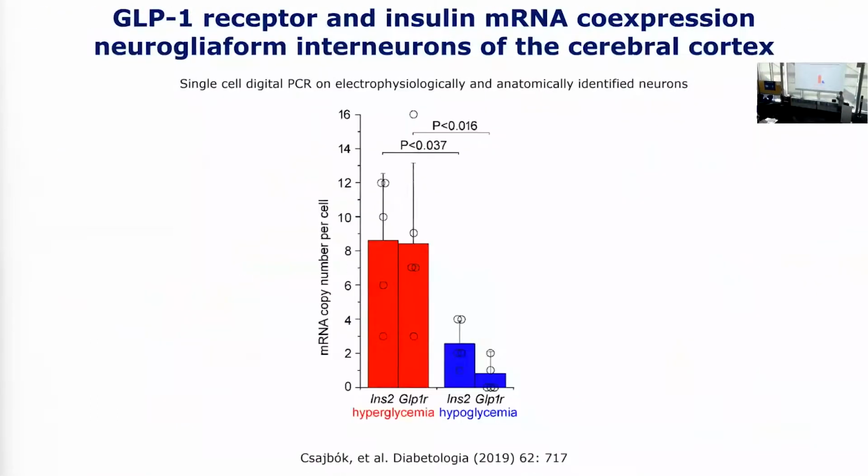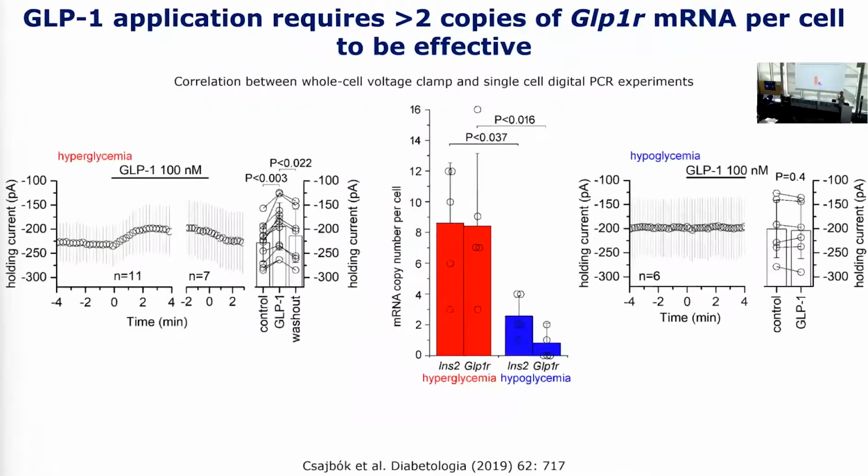So, the GLP-1 receptors are co-expressed in neurogliaform cells with insulin. Now, this is a very interesting cell biological experiment because, notice that from about 8, we drop the GLP-1 receptor level to about 1 or 2 in neurogliaform cells. And electrophysiologically, we can uncover whether 1 or 2 copies of a particular mRNA would produce a functional response.